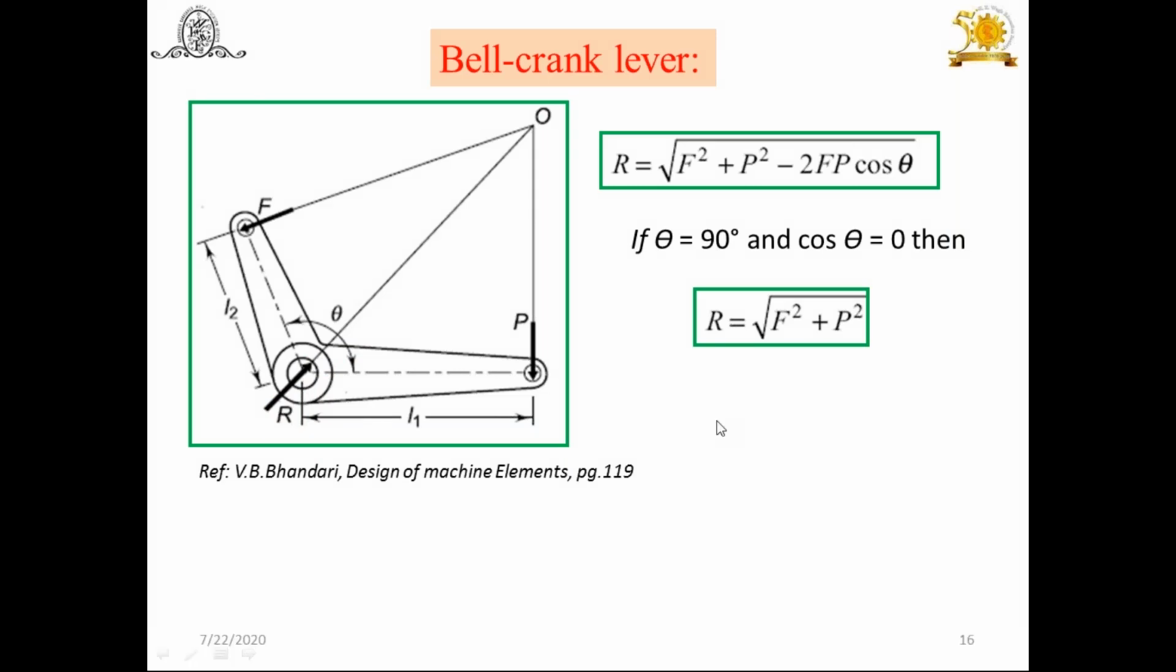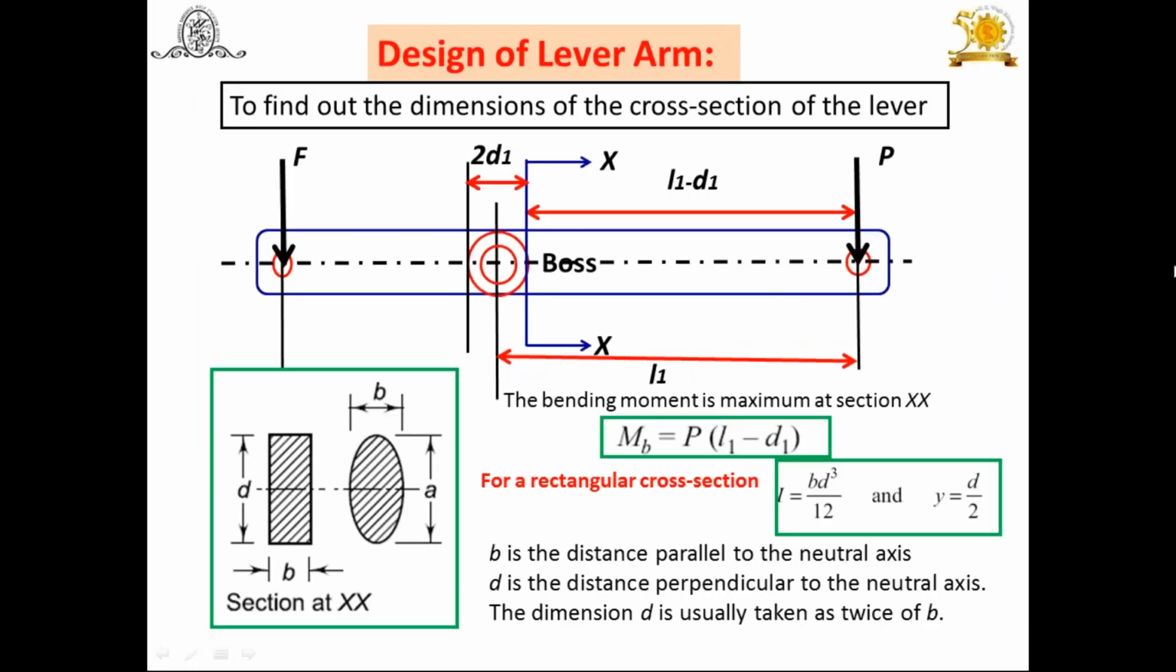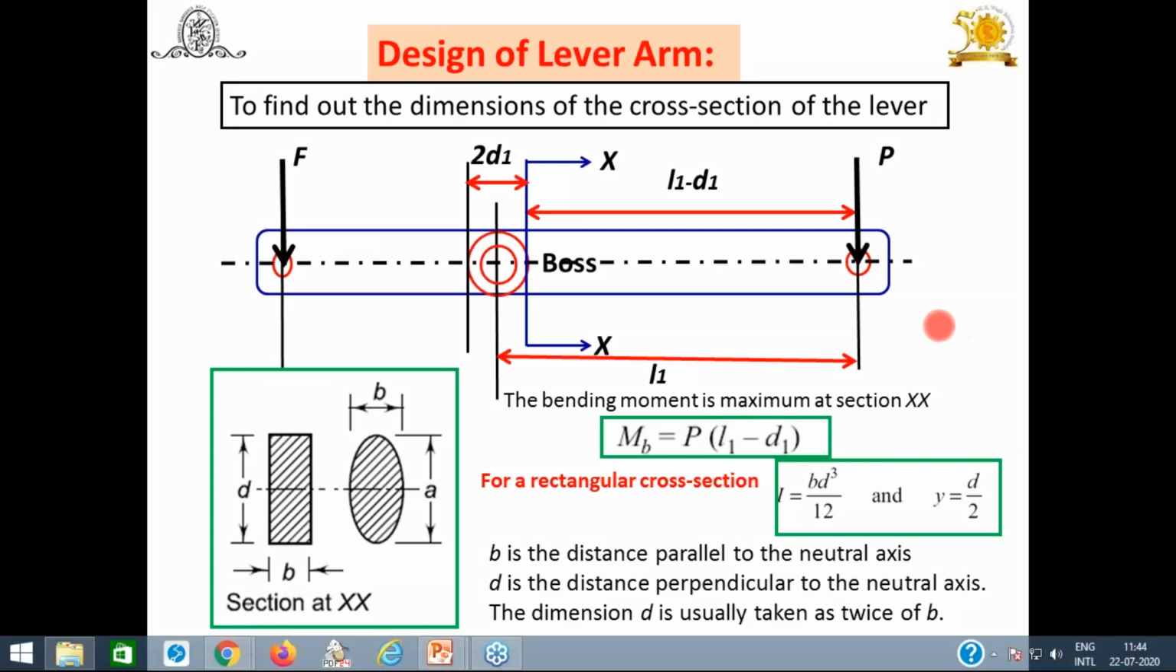Now let us see step number 2, how to design the lever arm. In step number 2, what do we have to do? We have to find the cross section of the lever. That is important. In step number 2, find the dimension of the cross section of the lever.